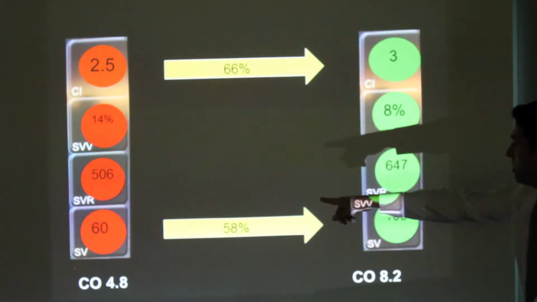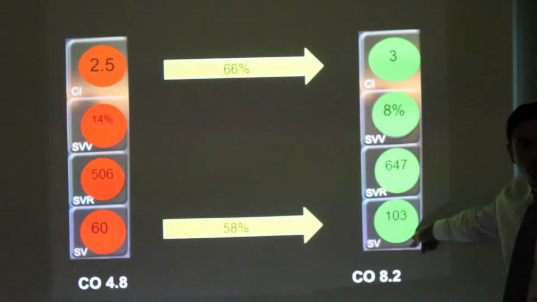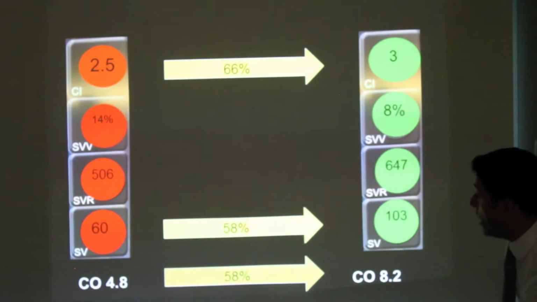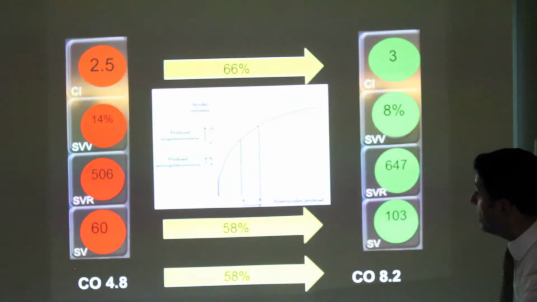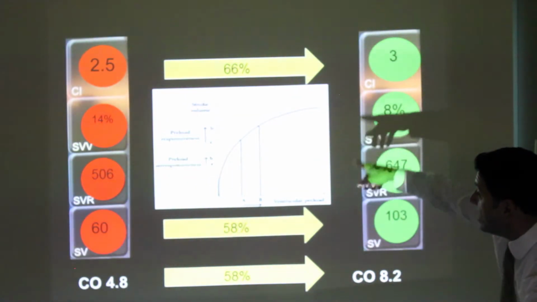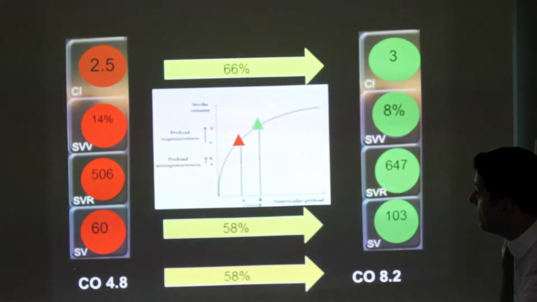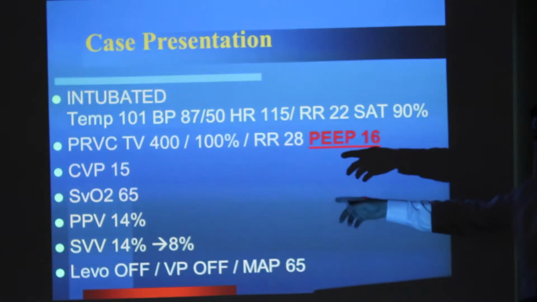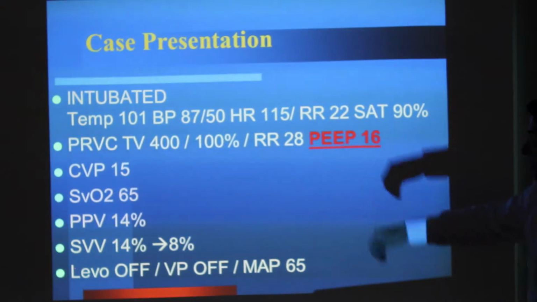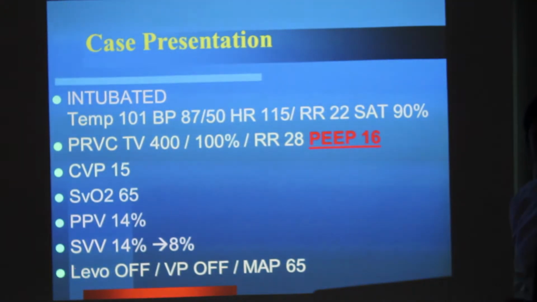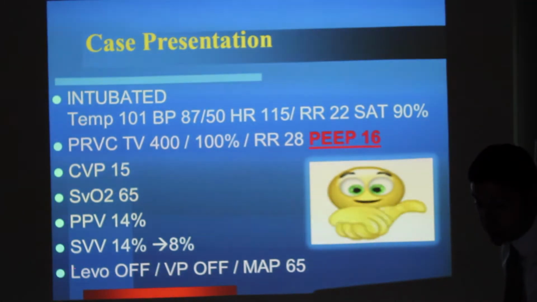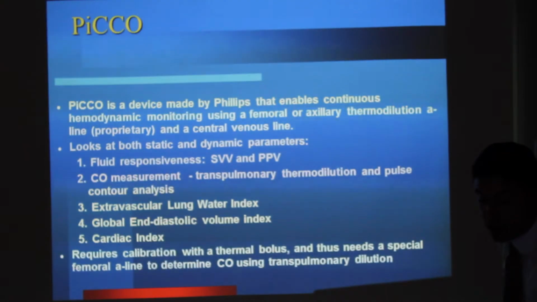58% in the stroke volume, 60 to 103. We doubled the stroke volume, which is the most important one in the formula of oxygen delivery and perfusion. Look at the cardiac output, 58% improvement. So we took the patient from point A to point B. And he's off levo, off vasopressors, MAP 65, kidney function, you start making urine. It's important, because sometimes you don't know, and you feel like it's septic, and you start adding more.